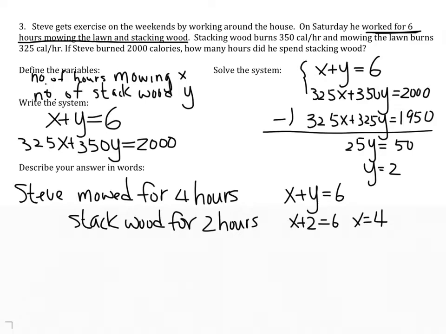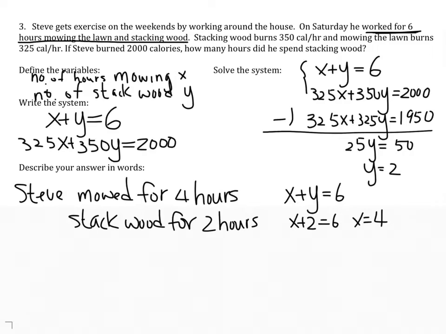So again, we have to define our variables. I'm going to name the number of hours mowing lawns as x, and the number of hours stacking wood as y. And I know he worked a total of 6 hours on Saturday. So combining mowing the lawn and stacking wood, he worked 6 hours. So x plus y equals 6.